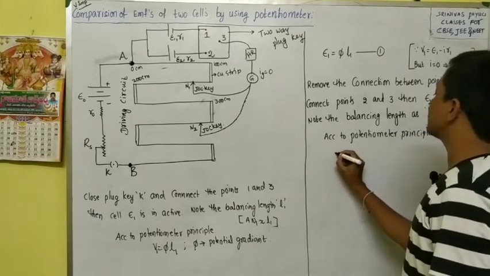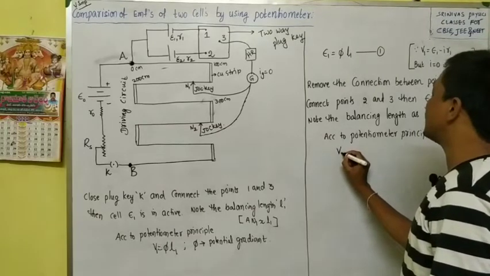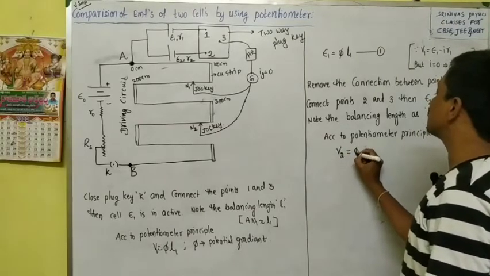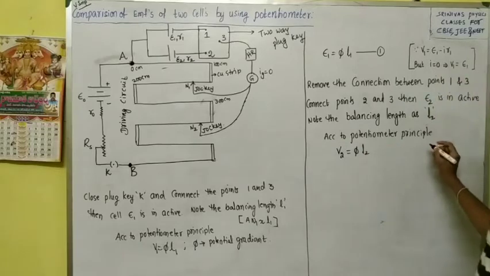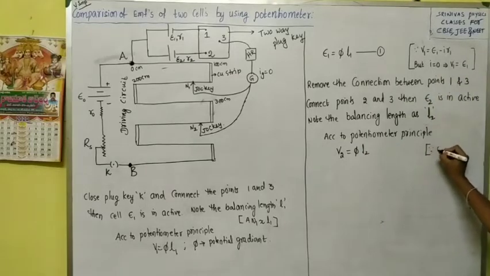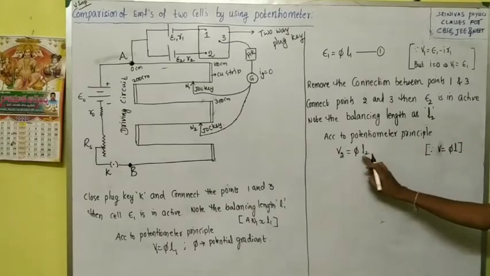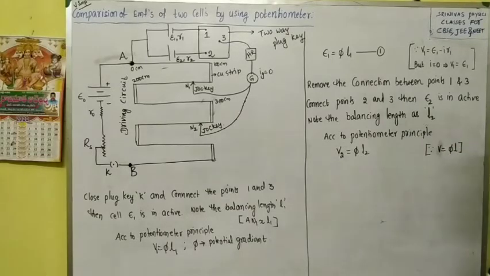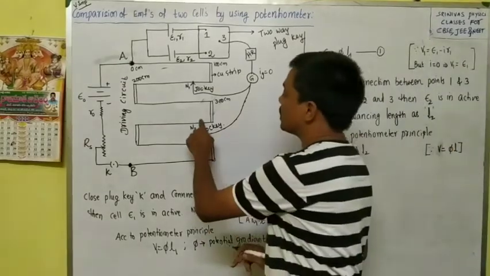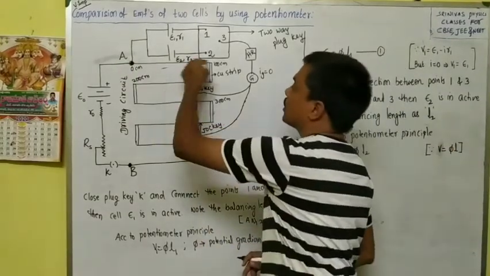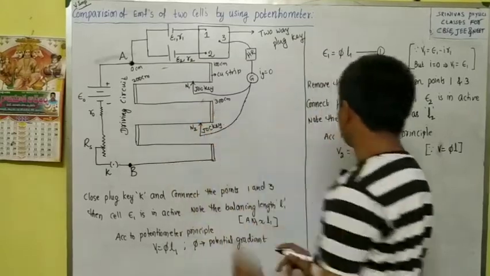What do you know according to the potentiometer principle? Yes, that we know as V is equal to phi L. But here we write V2 is equal to phi into L2. The potentiometer principle is V is proportional to L, that is V is equal to phi L. But the balancing length is L2 and the potential difference we can consider as V2. Now from here to here we have to take the length as L2.